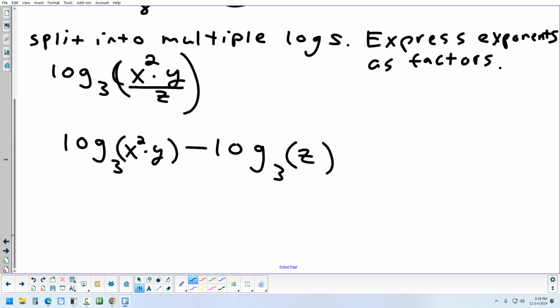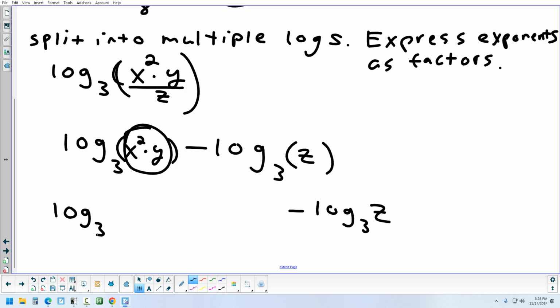One of these logs is done. Which one can we not really do anything else with? Yeah. The one on the right. Yeah, log base 3 of z, that's all you can do. So that one we can just kind of copy down. But this one, we still have something else we need to deal with. We have this multiplication. That's going to split up, this part that I just circled, into how many more logs? Yep, 2 more. Okay. We're going to have a log base 3, another log base 3.